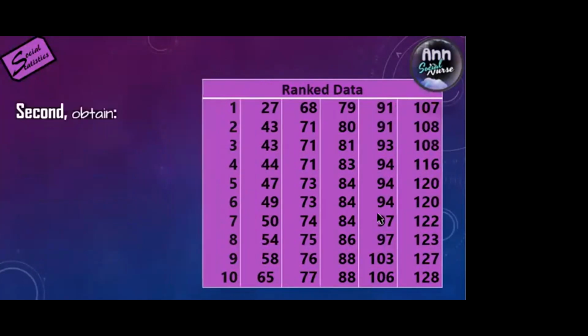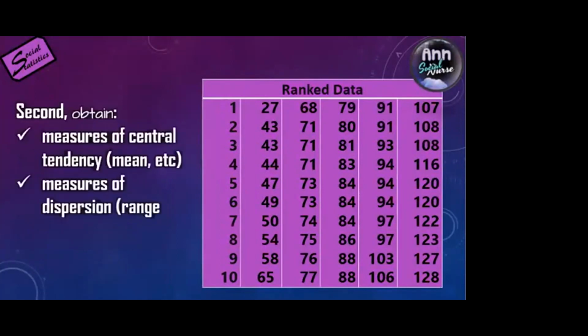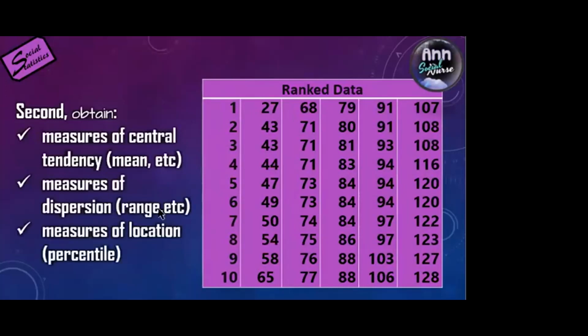Now with this rank data, we obtain the measures of central tendency: the mean, median, mode, mid-quartile, and mid-range. The measures of dispersion: range, variance, and standard deviation. And the measures of location, which could be quartile or percentile.